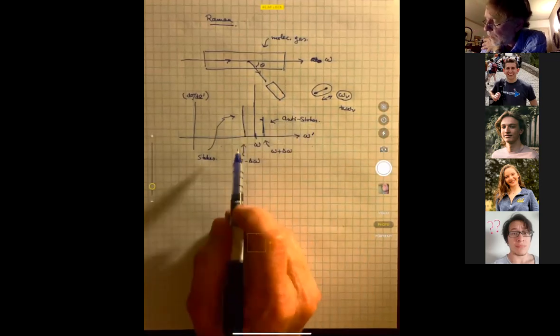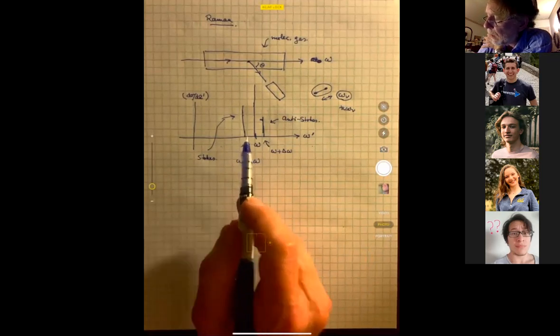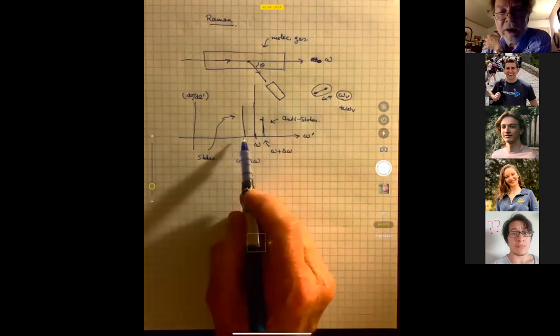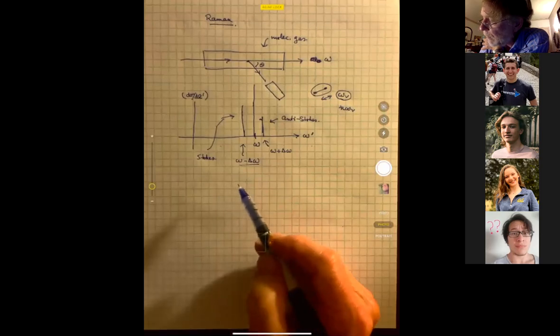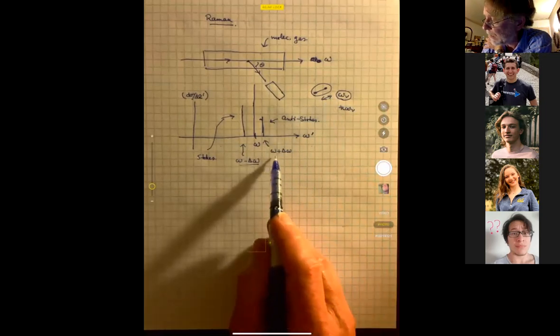But the physical explanation for the Stokes line is that the molecule absorbed one quantum of vibrational energy, and so the scattered photon lost that amount of energy, and that's why it's at a lower frequency. On the other hand, it's also possible that the molecule might have given up a quantum of vibrational energy, dropped into a lower vibrational state, and therefore added to the energy of the scattered photon, and that's what you get here with the anti-Stokes line.